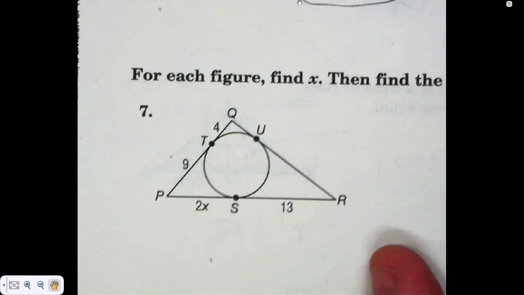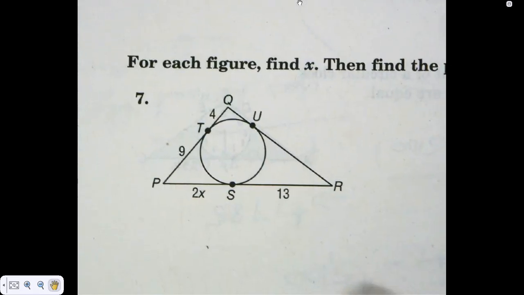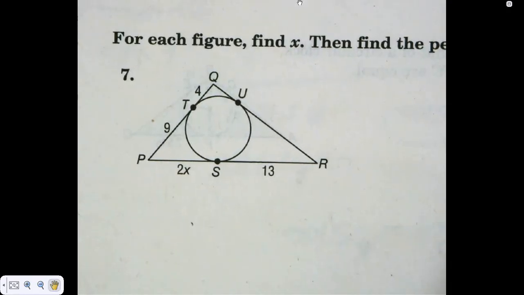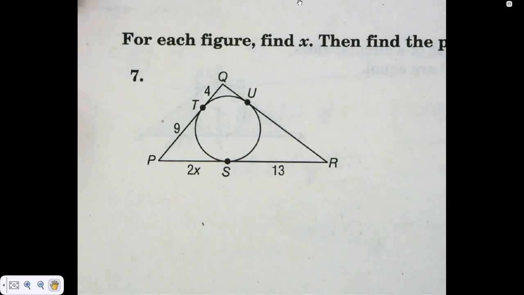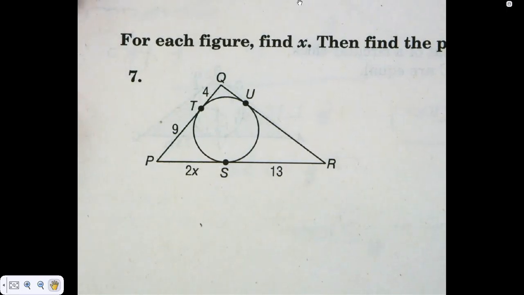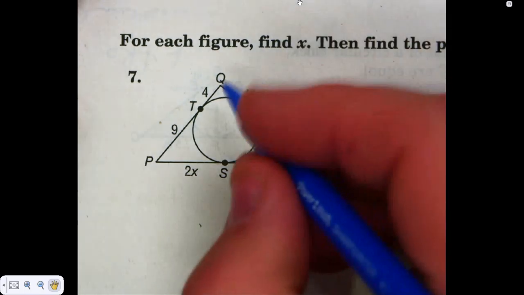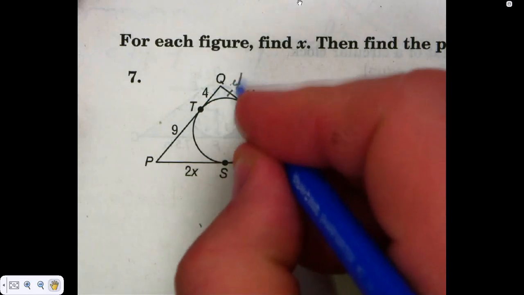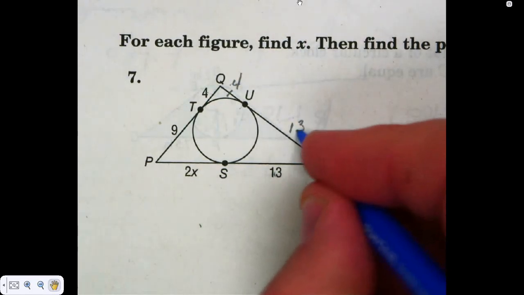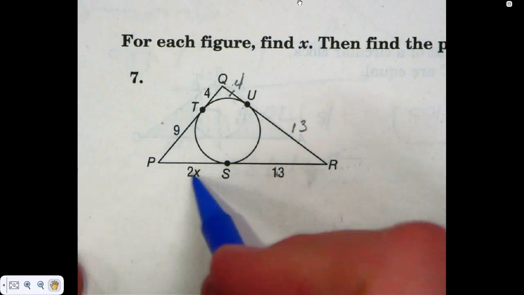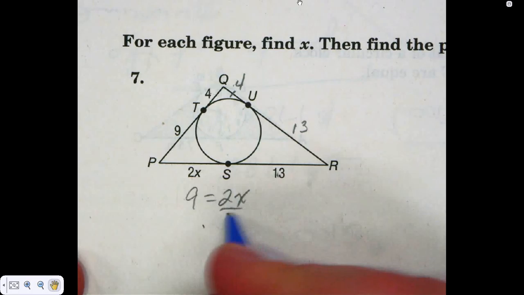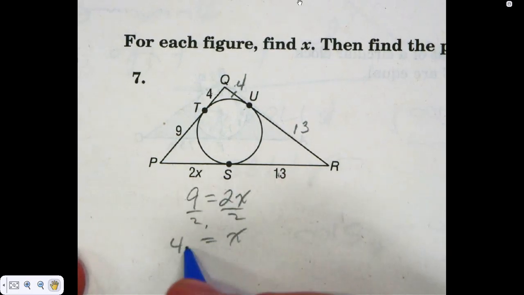Now let's go to number 7. It says find x and then find the perimeter. Which important fact am I probably going to use here? Number 3. There was no number 3. Well, it's like the number 2 picture, which says that when they come from the same point, they're what? So if this is 4, what's this? This is 13, what's this? If this is 9 and this is 2x, then 9 has to equal 2x, does it not? What's x equal to? 4.5.